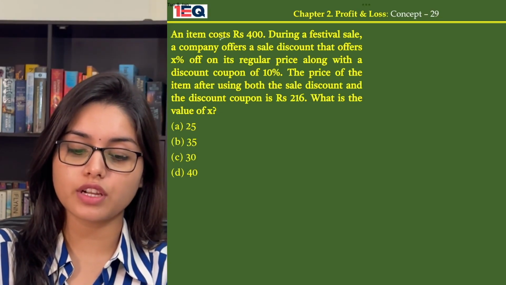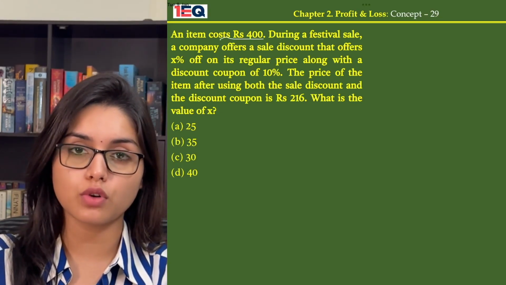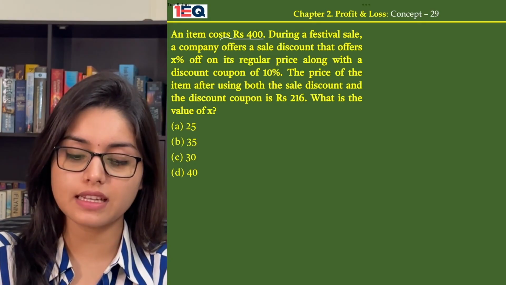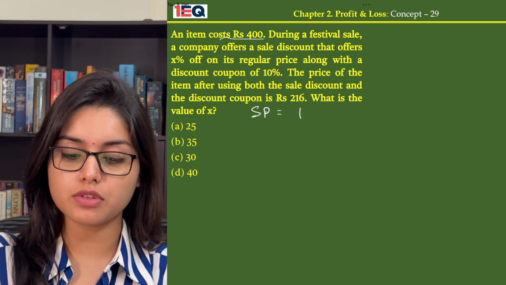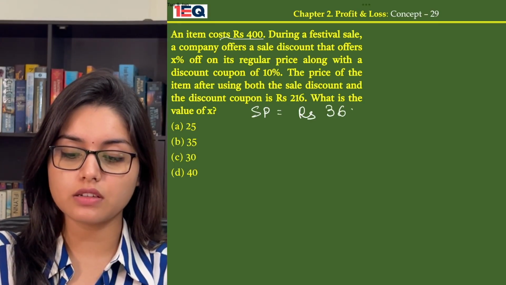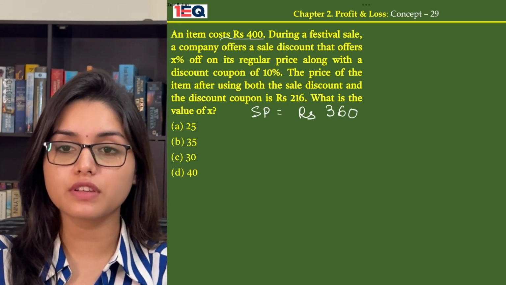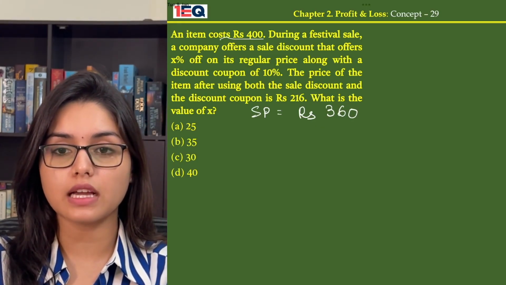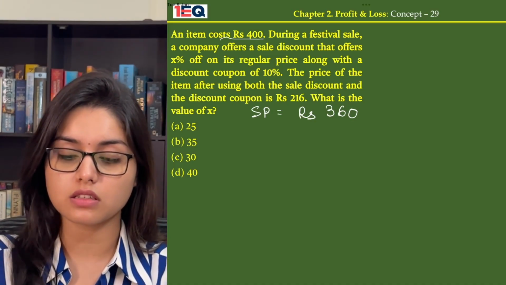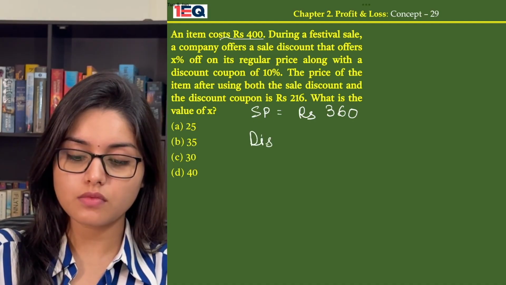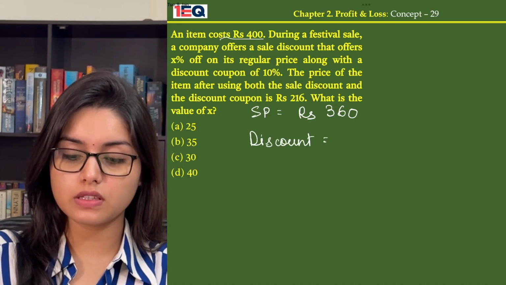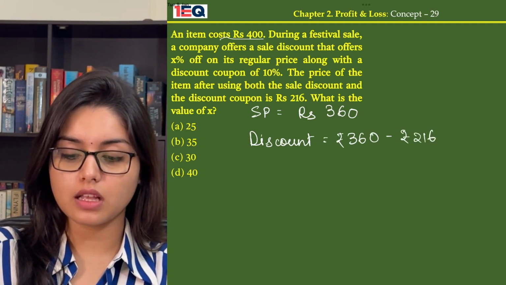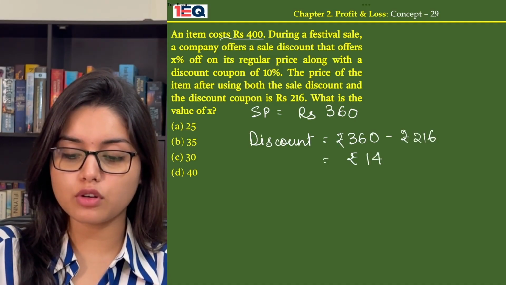So given in the question, we already know that the cost price of the item was rupees 400, and as it was sold at a 10% discount, then the selling price becomes 400 minus 10% of 400, that is rupees 360. Now after giving both the discounts, that is the sale discount as well as the coupon discount, the price of the item ends up to be rupees 216. So the discount given is equal to rupees 360 minus rupees 216. That gives us rupees 144.